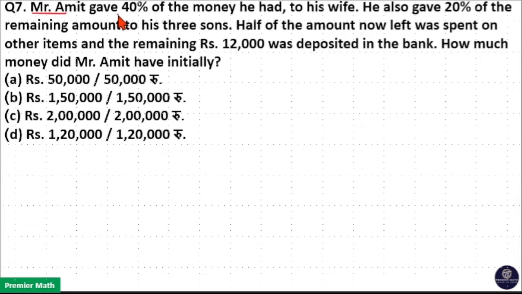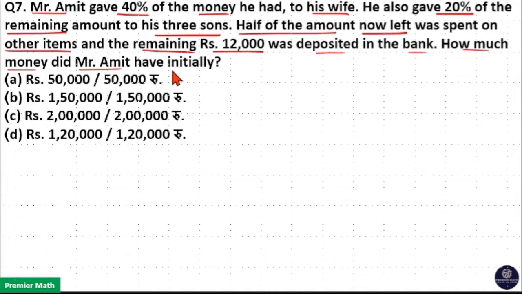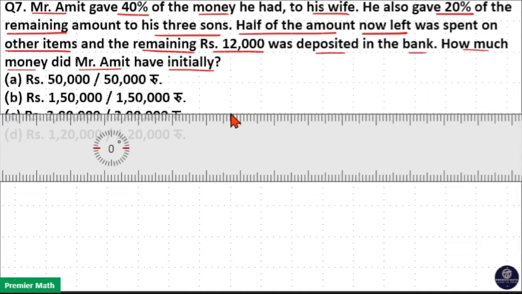Mr. Amit gave 40% of the money he had to his wife. He also gave 20% of the remaining amount to his 3 sons. Half of the money now left was spent on other items and the remaining rupees 12,000 was deposited in the bank. How much money did Mr. Amit have initially?